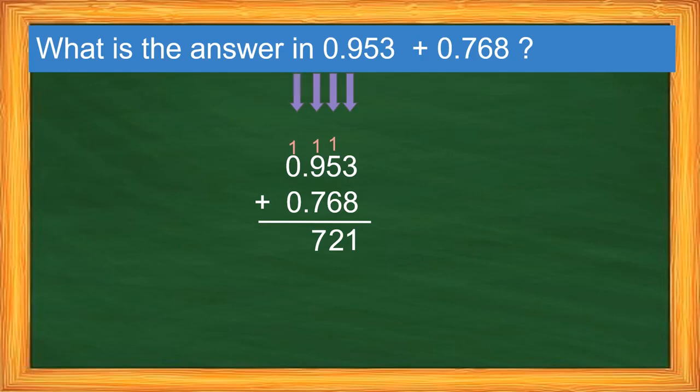And then the last place value is yung 1's place na. So 1 plus 0 is just 1. So yung sagot natin dapat may decimal point. So final answer is 1.721. Alright?